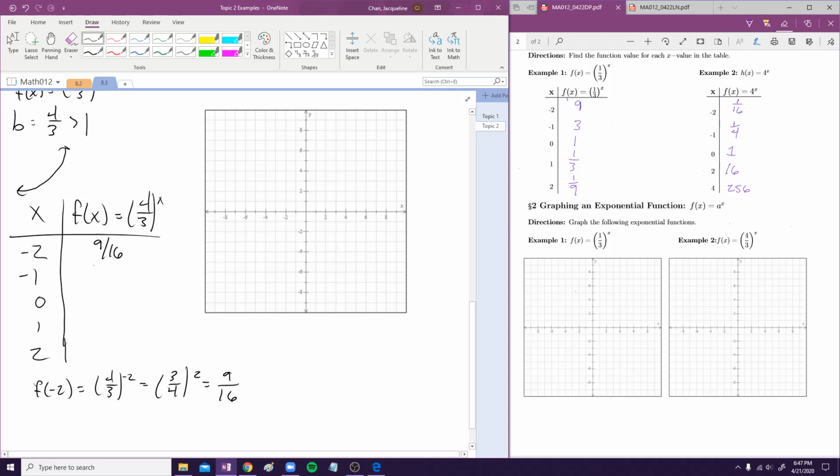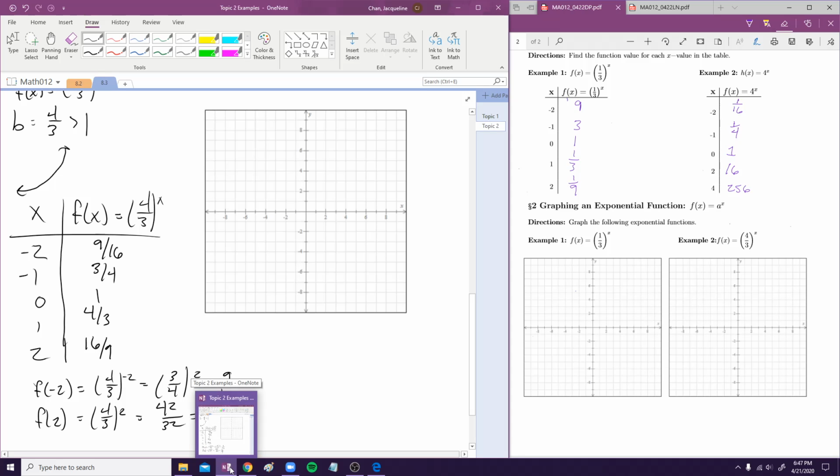Okay, to the -1, that's 3/4. This is 1. This is 4/3. And over here, it is 16/9. Okay, so this is 4 squared over 3 squared, 16/9.